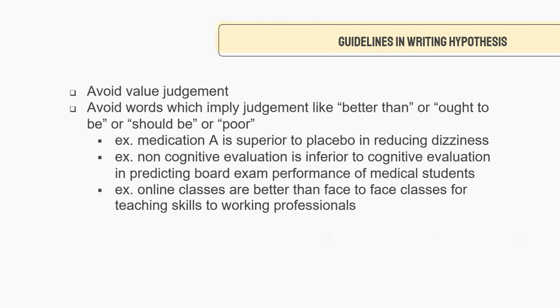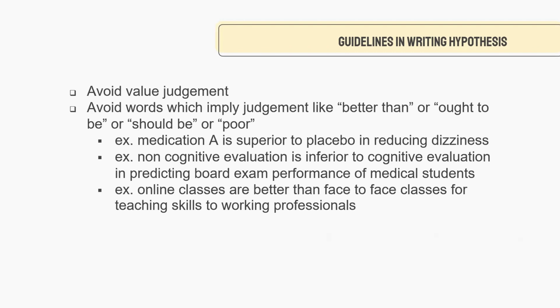Avoid value judgment. Avoid words which imply judgment like better than, ought to be, should be, or poor. For example, "medication A is superior to placebo in reducing dizziness." Instead of saying superior, you can specify it: subjects given medication A have less incidence of dizziness compared to placebo. So you actually qualified the word superior. You made it more measurable in terms of the incidence of dizziness.